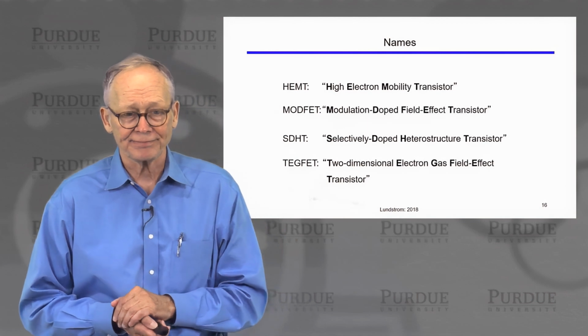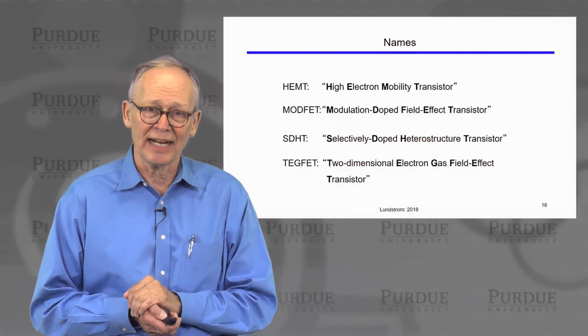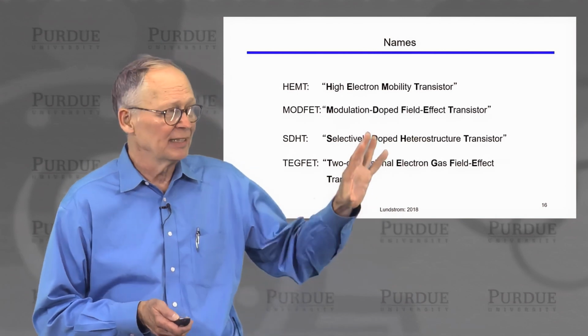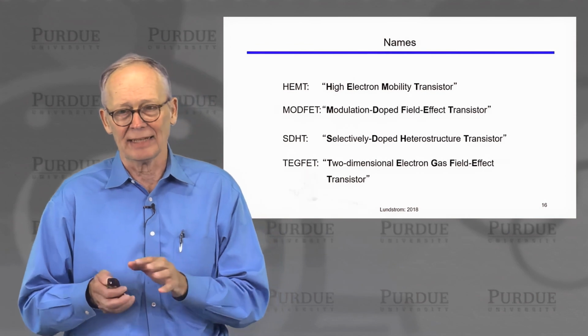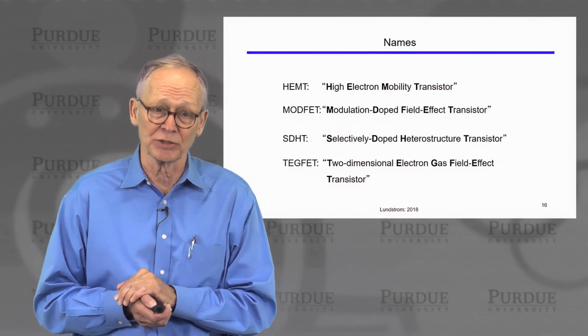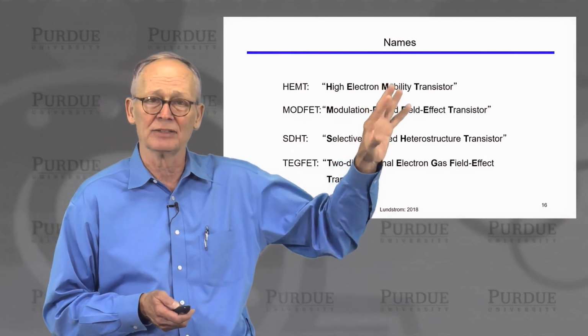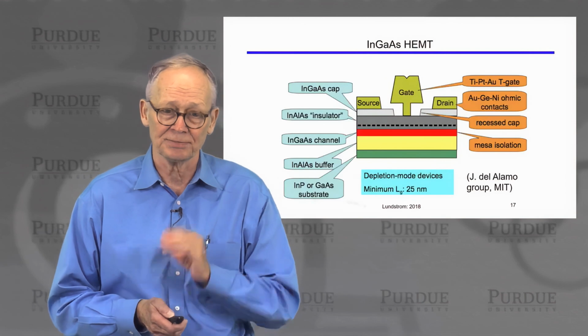This particular transistor was first called a HEMT, a high electron mobility transistor. You'll see several other names that were given to this by groups that were developing their own versions of this device elsewhere in the world. But the most widely used name continues to be HEMT, referring to this type of transistor.